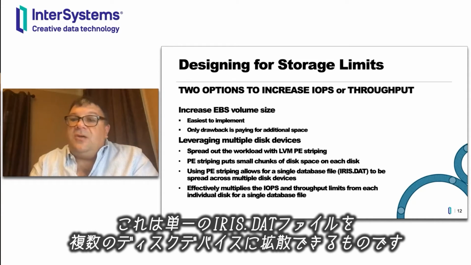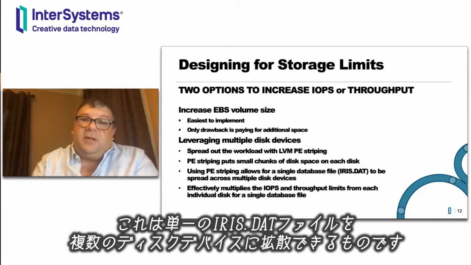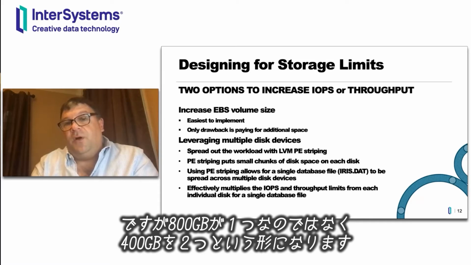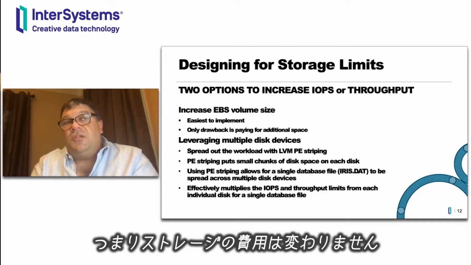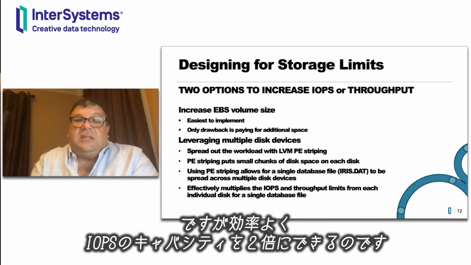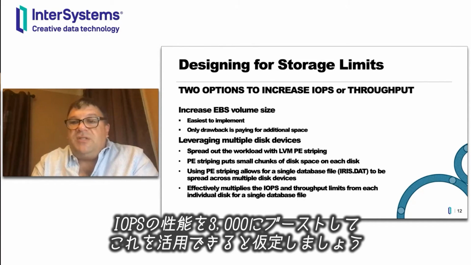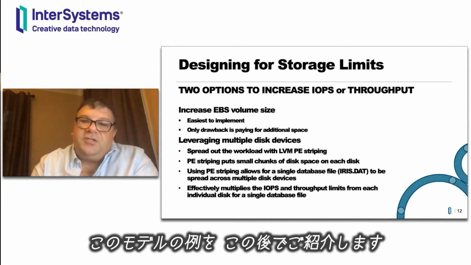What this does is allow spreading the single iris.dat file across multiple disk devices. This has 2 benefits. You can retain the 800 gigabyte total disk space, but instead of 1 800 gigabyte volume, you have 2 400 gigabyte volumes. So your storage cost is actually the same, but this allows you to effectively double the IOPS capacity, assuming, and again, this is important, assuming the 3,000 bursting IOPS capability is available and taking advantage of it. I'll show you an example of this model in a little bit.